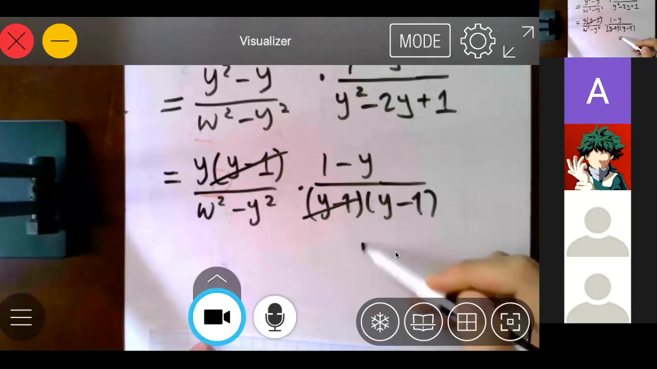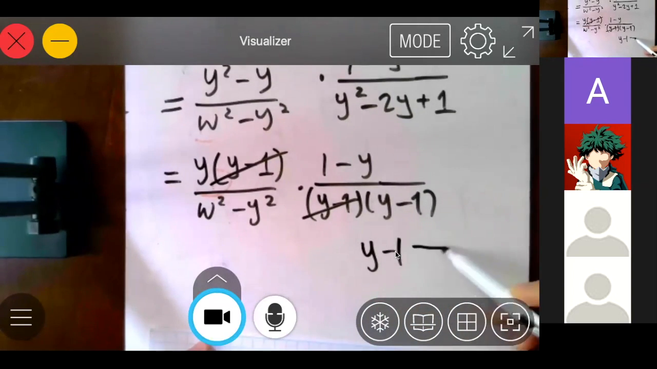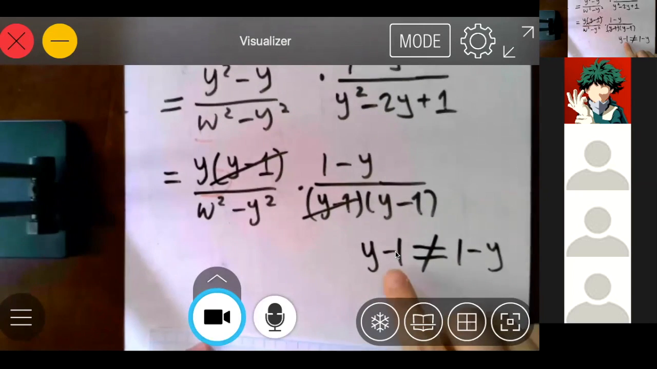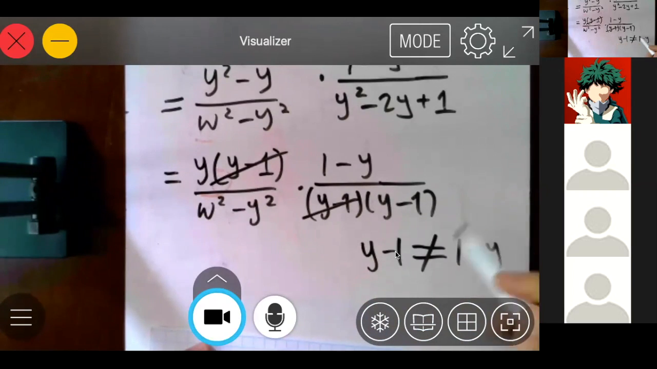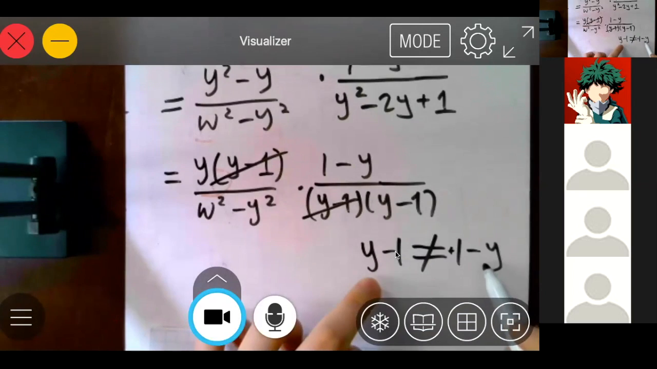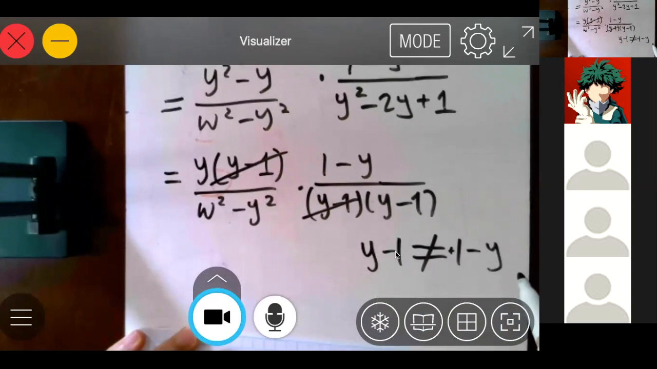Y minus 1 is not the same thing as 1 minus y. Notice how I have negative 1 here and positive y, but for my numerator I have positive 1 and negative y. Totally different terms.